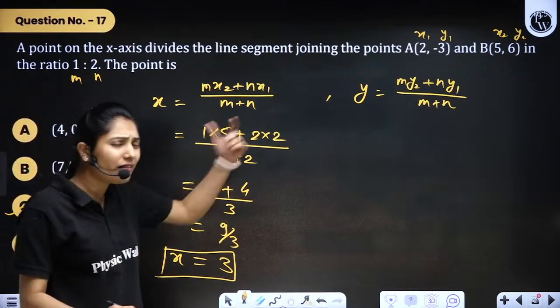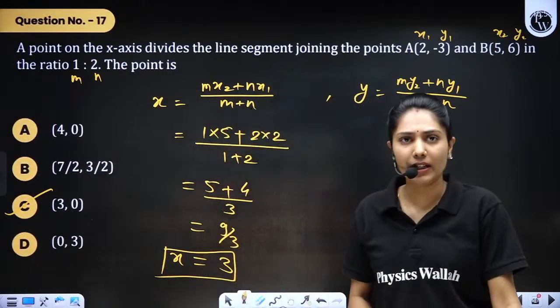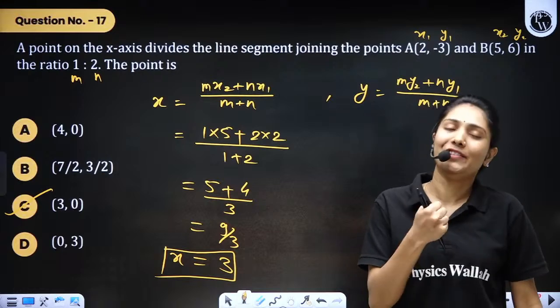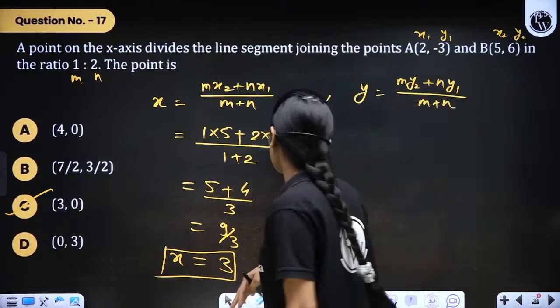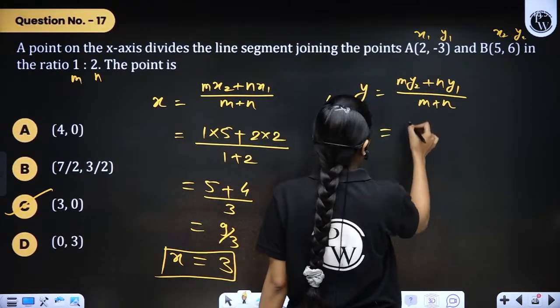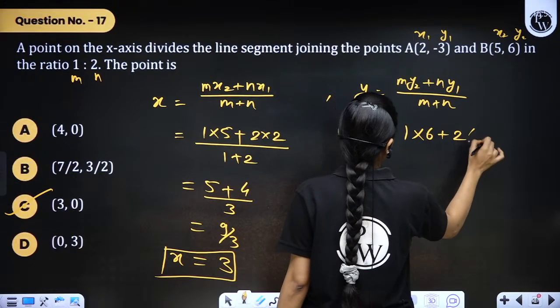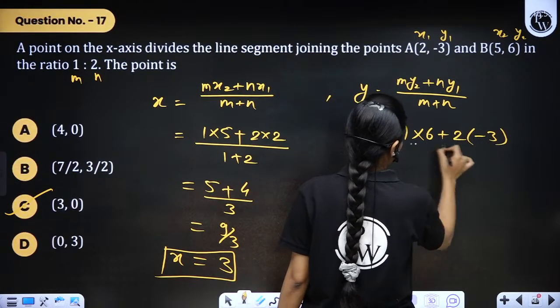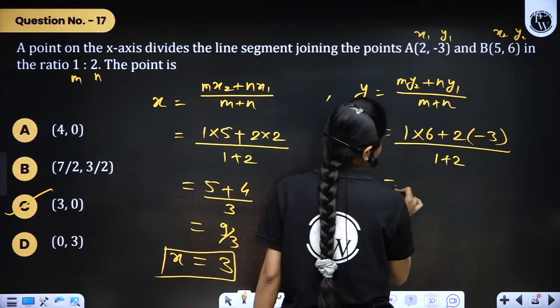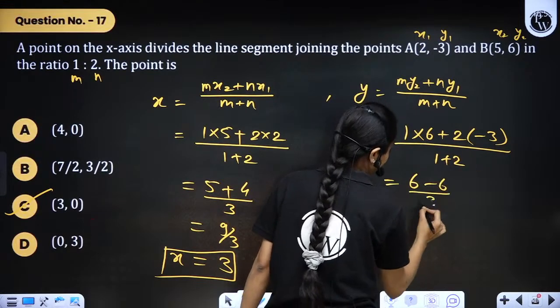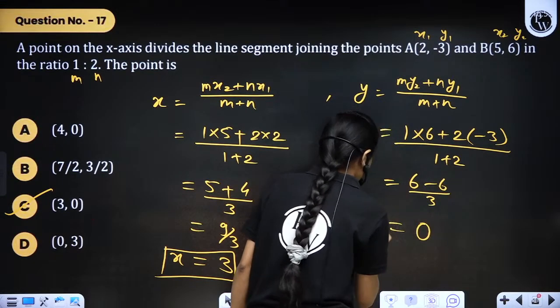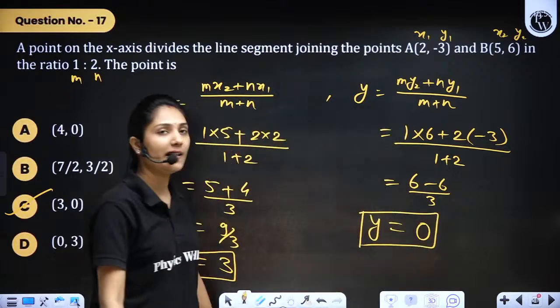So, we don't even have to calculate y here. But if you want to check, we can, whether it is 0 or not. So, it's m y2, which is 6, plus n y1, which is minus 3, upon 1 plus 2. So, it's 6 minus 6 by 3, which is 0. Okay. So, the coordinates are 3, 0. Okay.